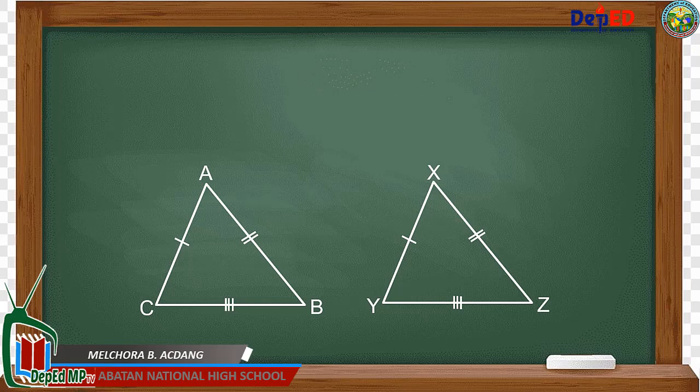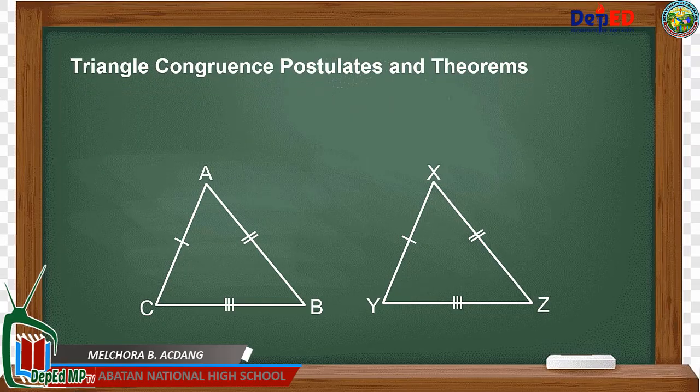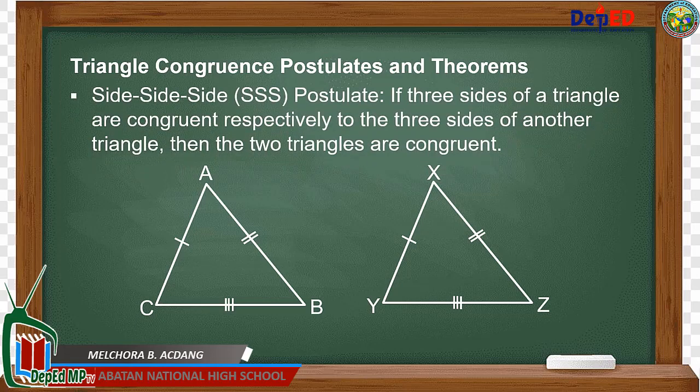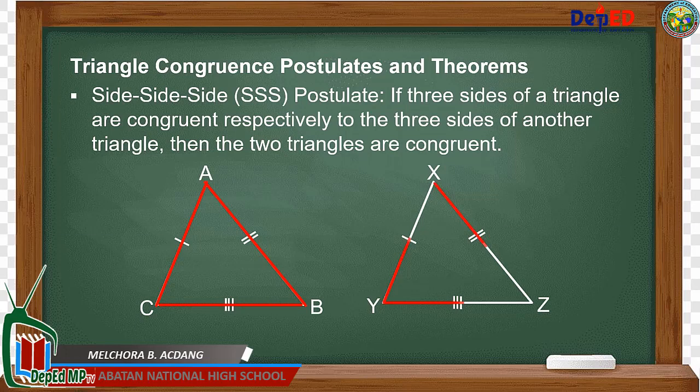Additional to what you have learned are the triangle congruence postulates and theorems. So we will first have the postulates. So you have side, side, side postulate. If three sides of a triangle are congruent respectively to the three sides of another triangle, then the two triangles are congruent.